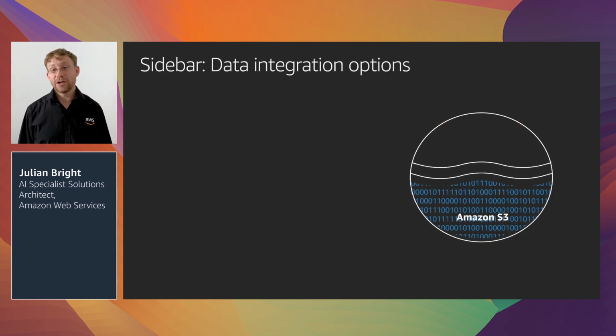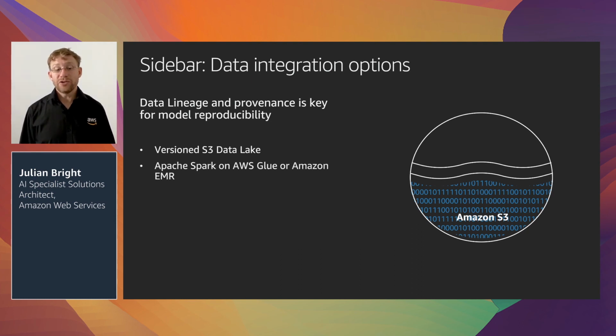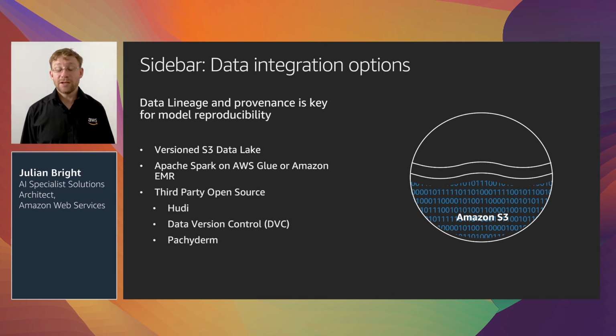So in terms of data integration options, data lineage and provenance is really key for model reproducibility. So it's important to think about how you store data and feed this into your model pipeline. Versioning data in S3 is a very common approach that we see with customers. And also using Apache Spark or Glue to land the data in S3 for large data in particular is common practice. If you have open source software such as Hoodie or Data Version Control, which is a Git-like tool, and in Kubernetes, there's a software called Pachyderm, which can potentially help with triggering some of these data integration pipelines.